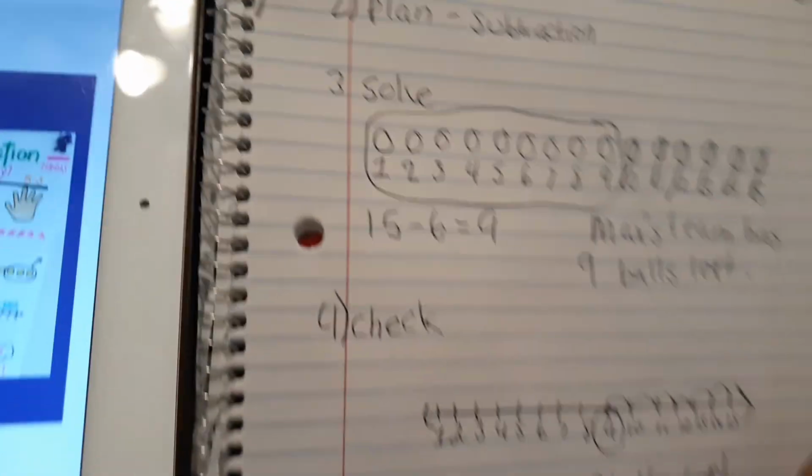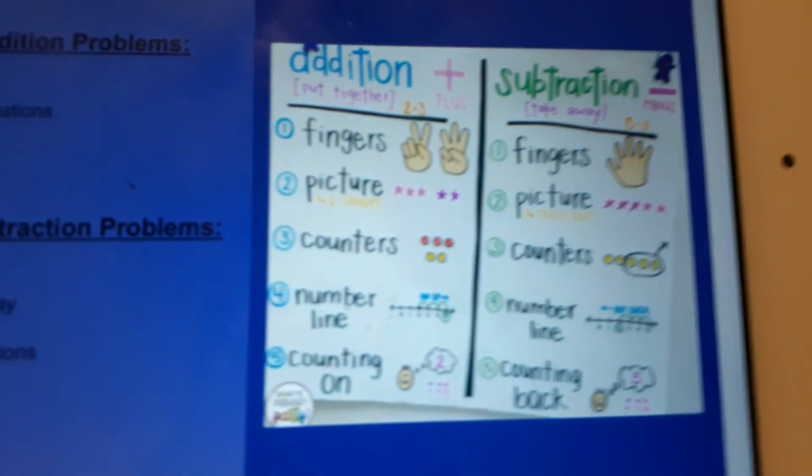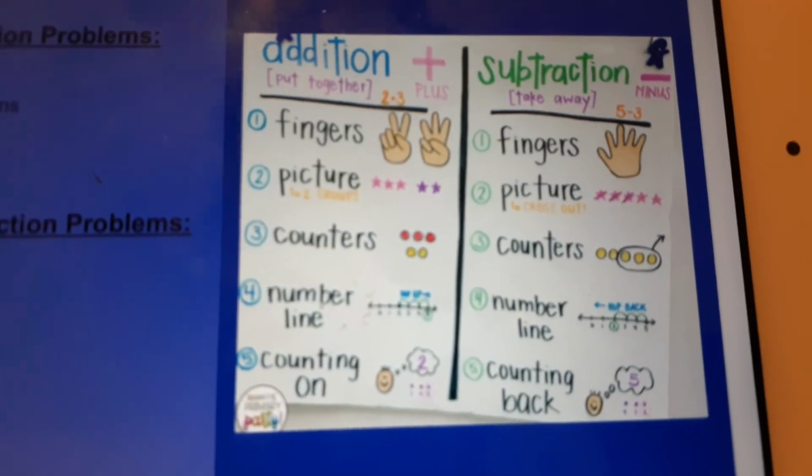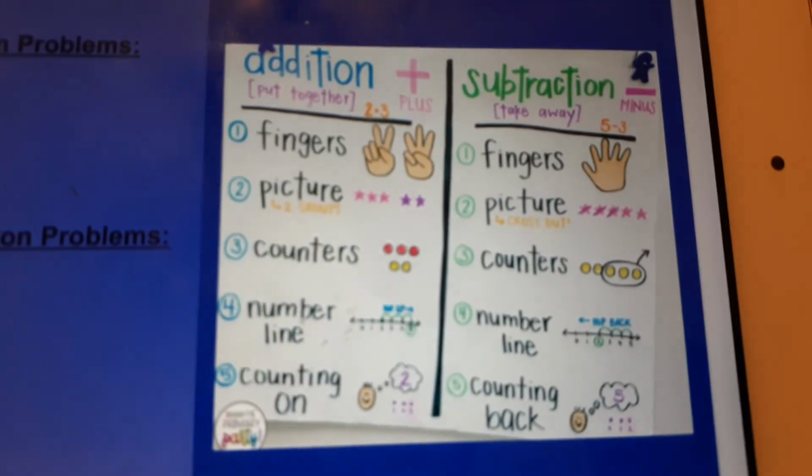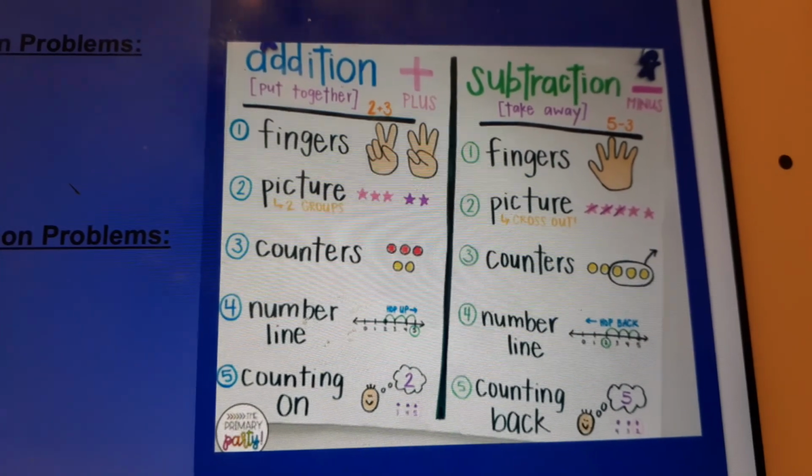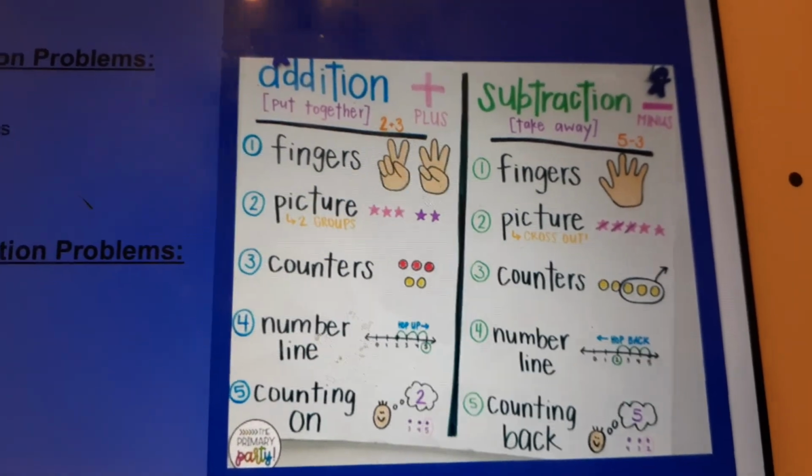So I want you guys to use the same strategies that are here. Use multiples of them and try to find out the next problem, okay? Good luck, boys and girls.